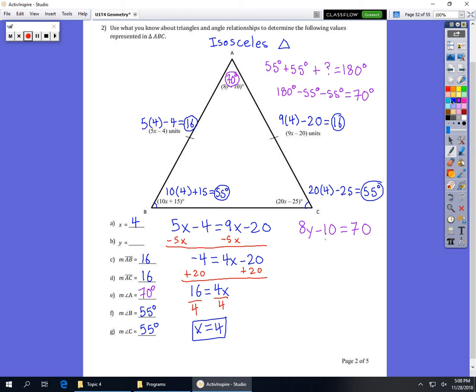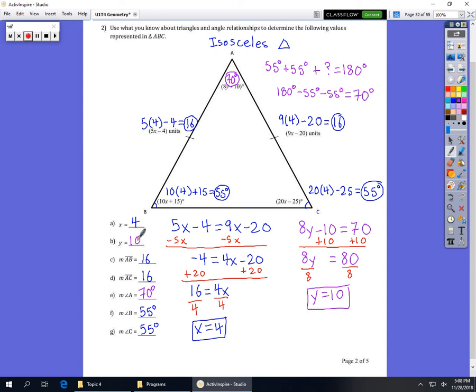Time to solve. Add 10 to both sides. You may totally skip this step if you want. All this extra stuff that I wrote in red, you really don't need it. It'll actually make your work a lot more complicated. And when you get to different level classes, it will actually mess you up more than help you. So you want to learn to skip steps. Divide 8 on both sides. The 8 and 8 will cancel. Y will equal 10. Beautiful.